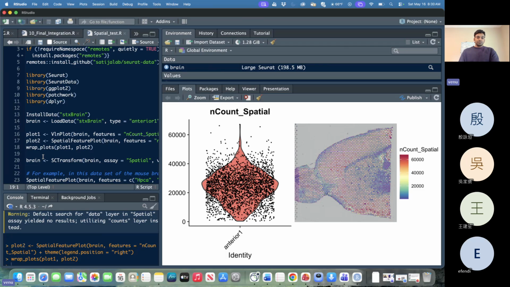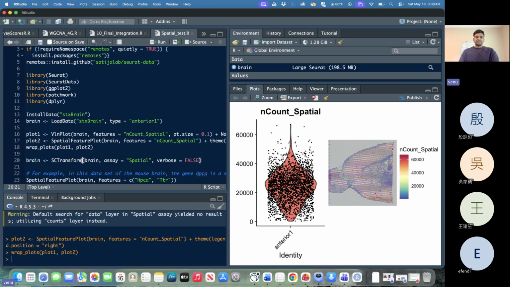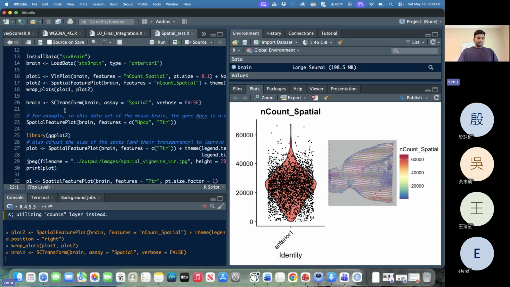Then I'm going to normalize the data. Previously we used three to four different steps to transform the raw counts into normalized values. These days SCTransform is very useful: it normalizes and also identifies variable features. It may take very little time, maybe less than 30 seconds.